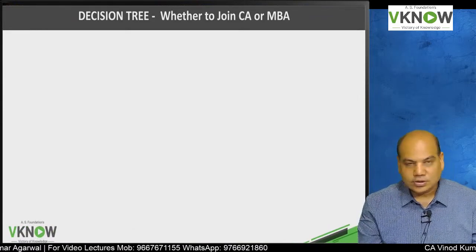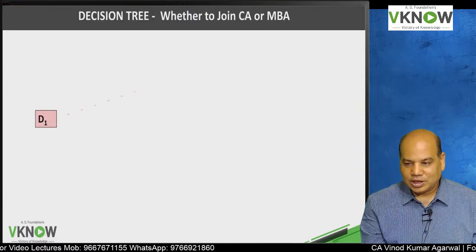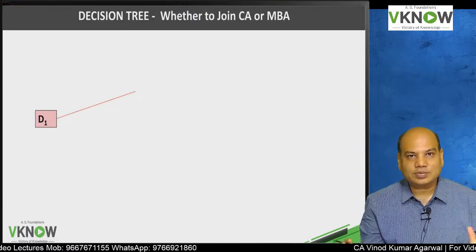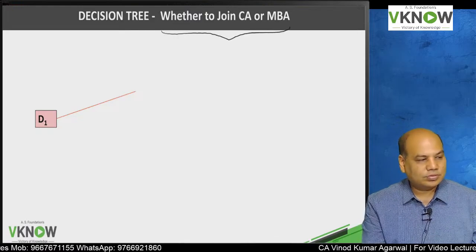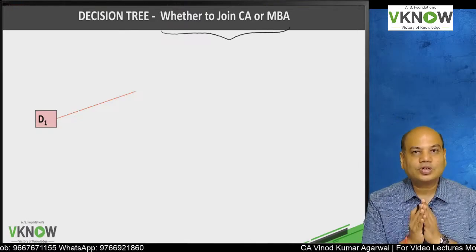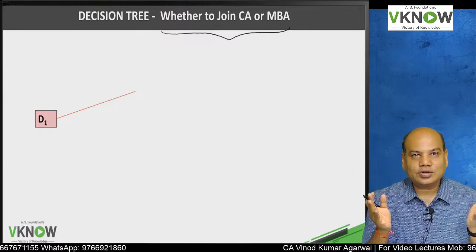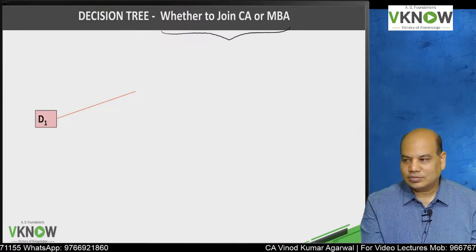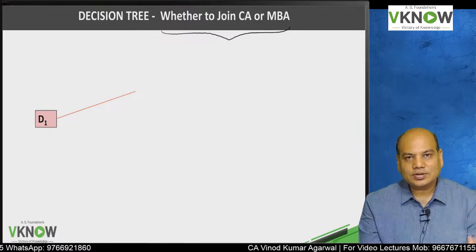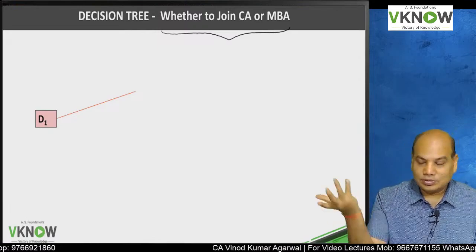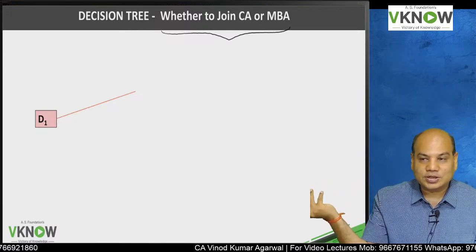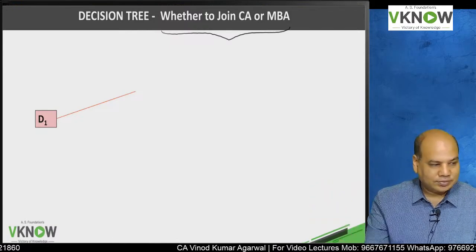To understand the concept of decision tree, we first have to understand it with the help of one small example, a time pass example, but it helps you understand the concept. There is a student who asked me, sir, what should I do? Should I do CA or should I do MBA? I said, see, let us evaluate using a decision tree approach. He says, wow, you have a decision tree approach for such a decision also? I said, yes, I have.